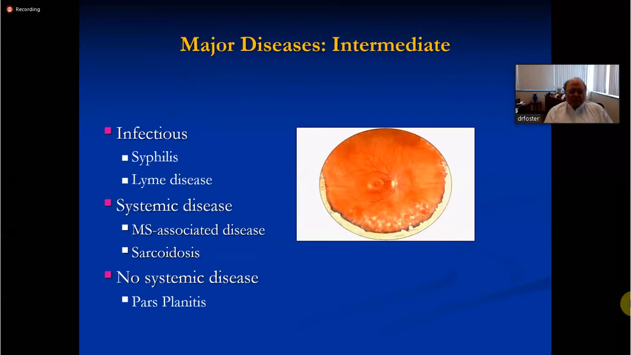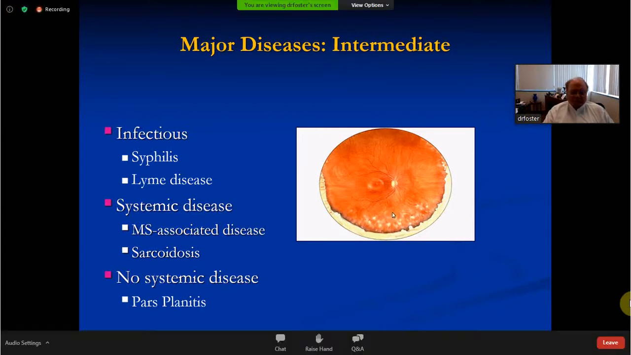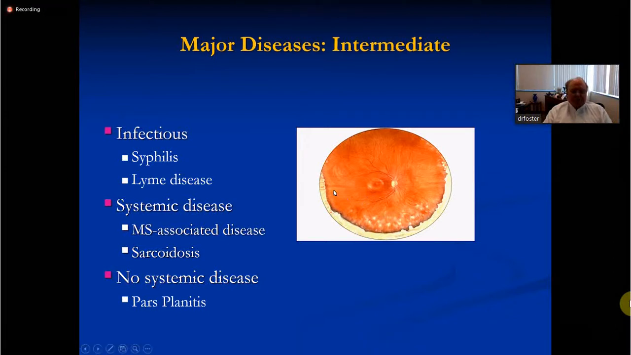If a patient has intermediate uveitis, the things that can cause that are more limited as opposed to anterior or posterior uveitis. Syphilis and Lyme disease can do it, but also multiple sclerosis and sarcoid are the notorious systemic diseases that can cause intermediate uveitis, seen here in a representation of the collection of inflammatory cells at the pars plana and in the vitreous cavity as well. If there's no systemic disease that can be identified in a patient with this sort of problem, then it's idiopathic pars planitis.